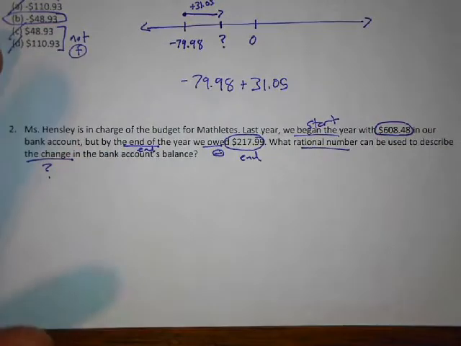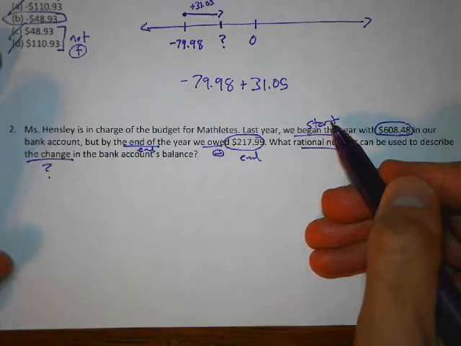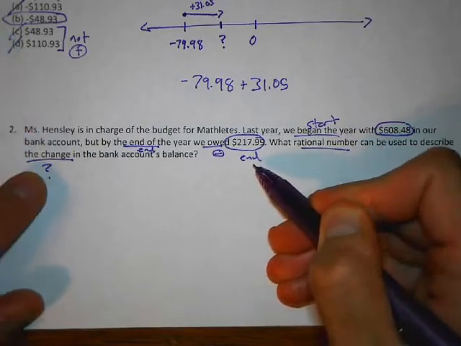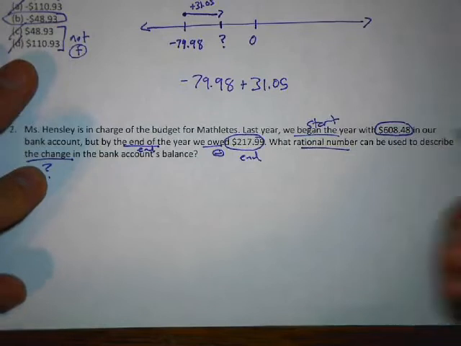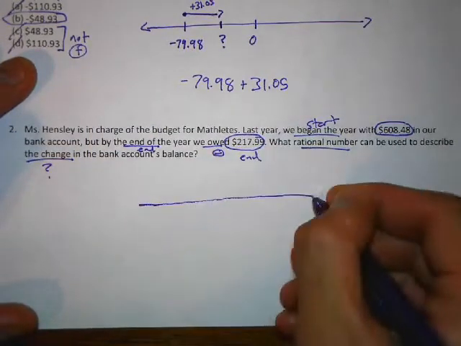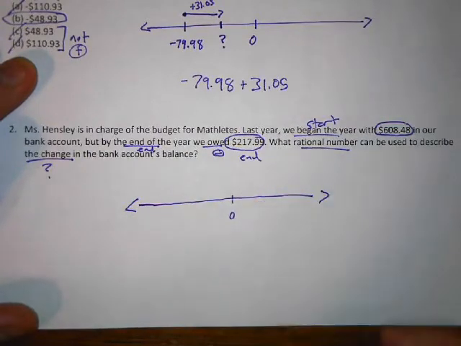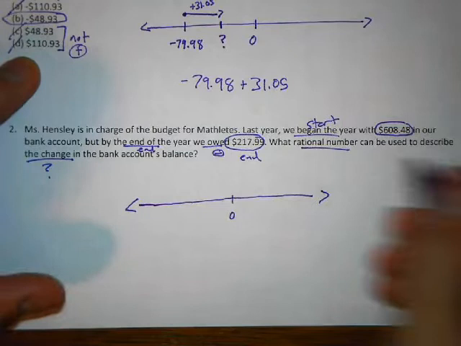So this problem is different. In the last one, I knew the start and the change. In this one, I know the start and the end, and I'm trying to figure out how much it changed. Now, if you're not sure how to solve this, let's draw a quick picture. So I'm going to put 0 on here. Just the important stuff. I don't need to put everything on here.